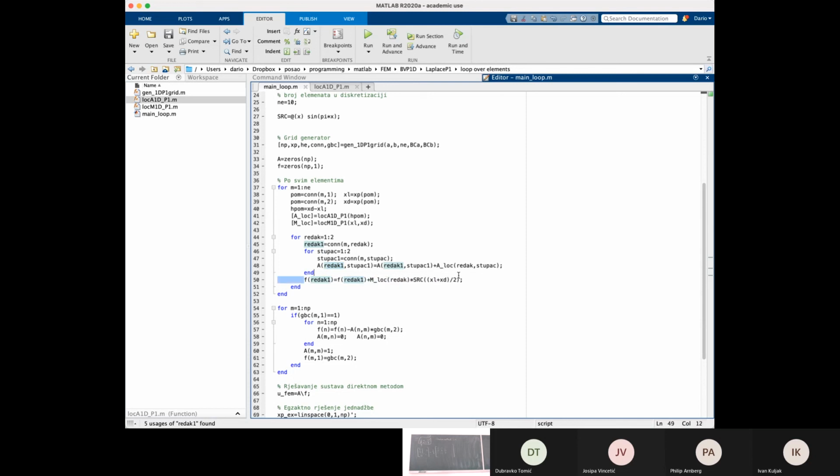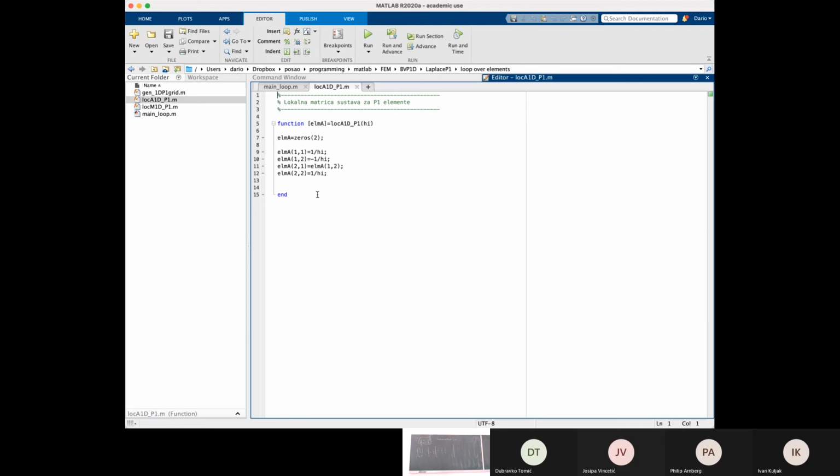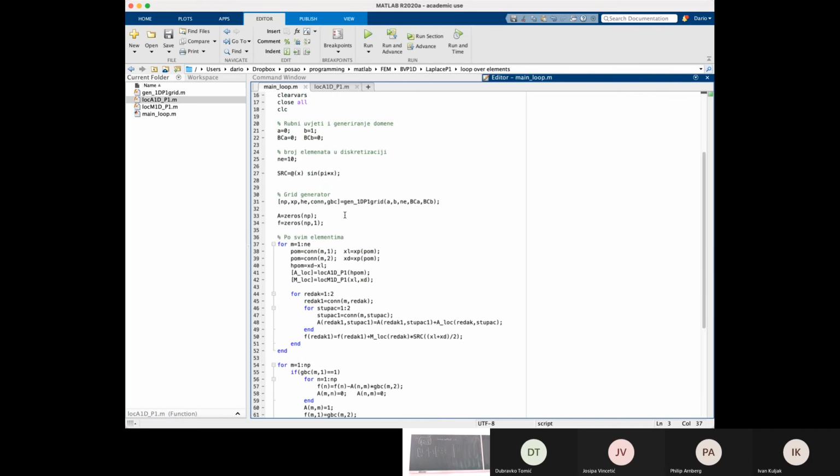And when you loop over all elements, you also have to construct the right-hand side. So from constructing the local right-hand side vector, you just have to put that in the global right-hand side vector. And this is for P1 elements. So the local stiffness matrix is, as we calculated, 1 over h at position 1,1, minus 1 over h at 1,2 and 2,1, and 1 over h at 2,2. So this is the whole algorithm, which is quite easy in one dimension for P1 elements.